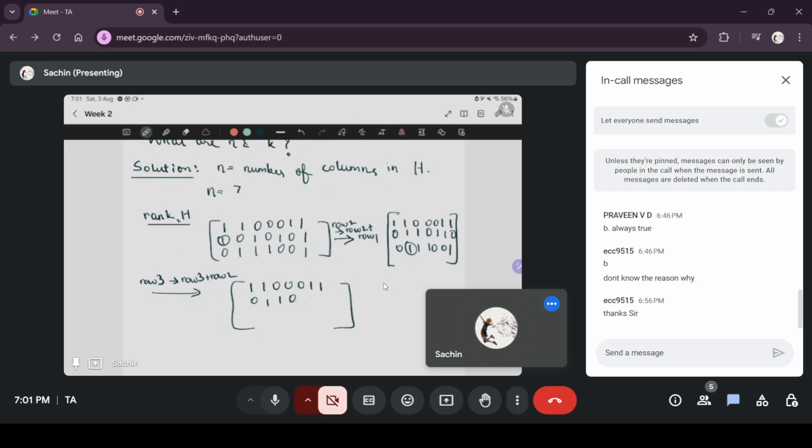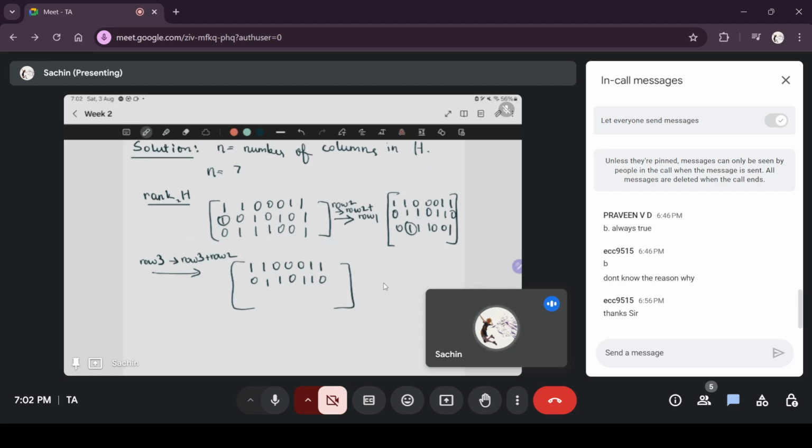So this is part of linear algebra. I'm just doing elimination. If you don't know, you could take a linear algebra course on NPTEL. 0 0 0 1 1 1 1, and that's it. So we have three pivots. So the rank of this matrix, rank of H, is equal to 3.